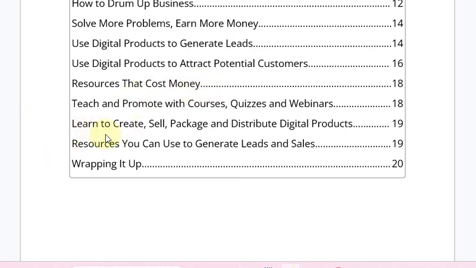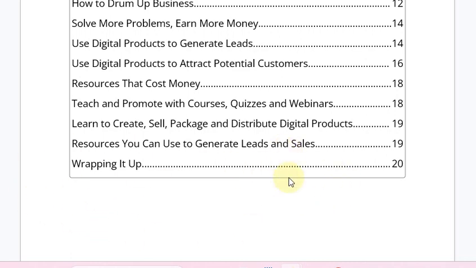And then resources that you can use to generate leads and sales. So you want to have, again, the right tools that will enable you to set your business up. And you really want a business, to be honest with you, that earns passive income. I believe we break down what passive income is, but you want that in your business.